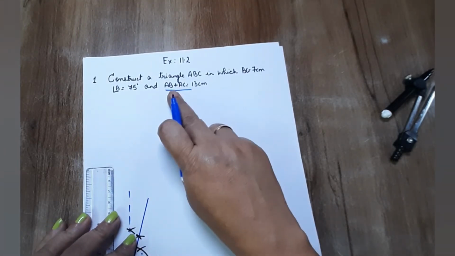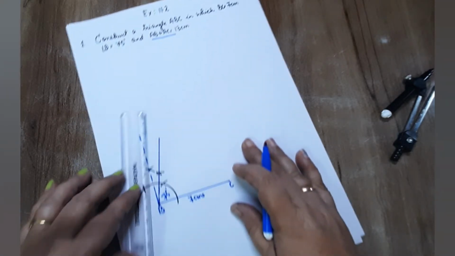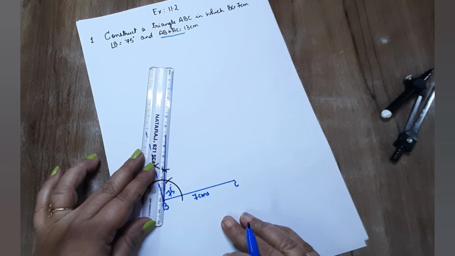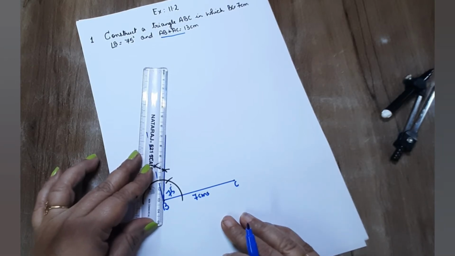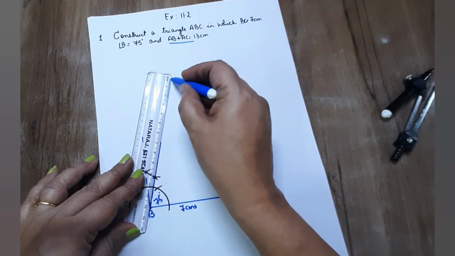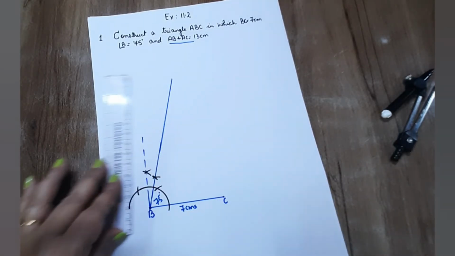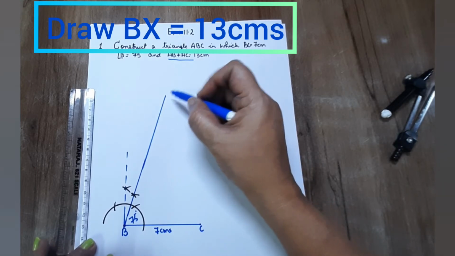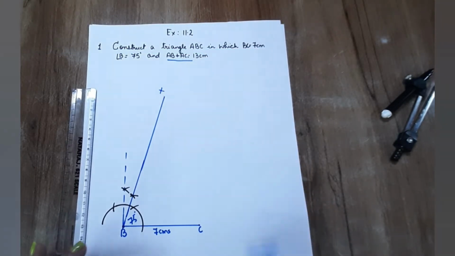13 centimeter. What is this? AB plus AC is 13. So this angle line, we will extend it up to 13 centimeter. So see to that you start your sum at the base of the page. So 13. So you need to note this is not A. This is some point X.